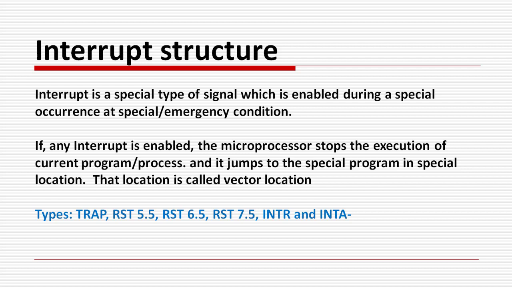Suppose any interrupt is enabled in the microprocessor. It stops the current execution or current process and jumps to a special program in a special location. That special location is called the vector location. This interrupt is used for some special or emergency condition. The types of interrupts in the 8085 are TRAP, RST 5.5, 6.5, 7.5, INTR, and, on interrupt acknowledgement, INTA bar.